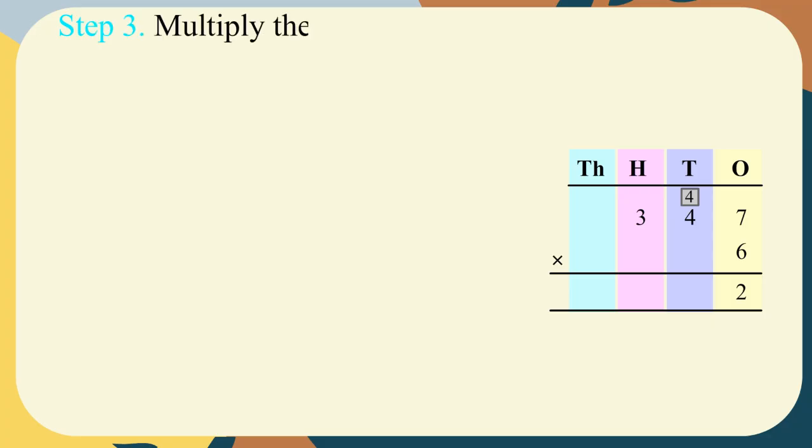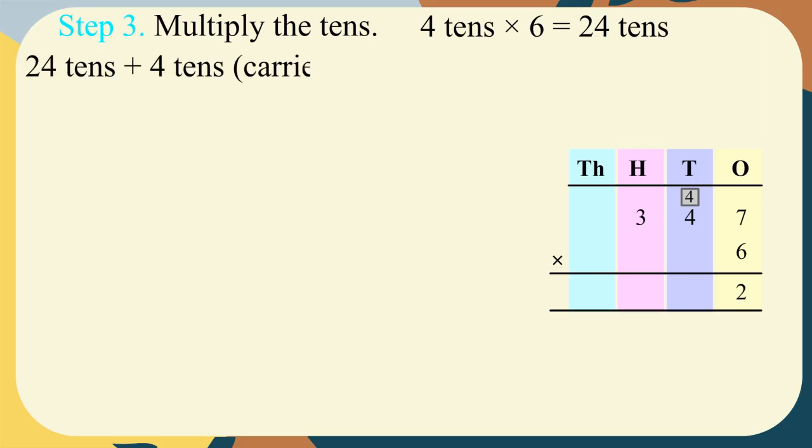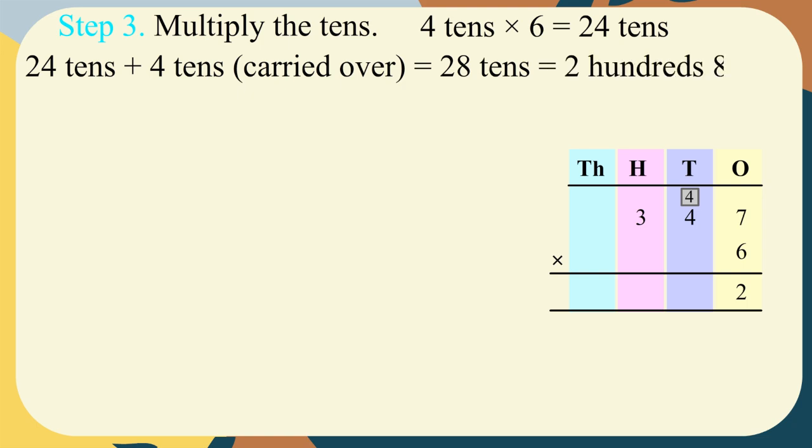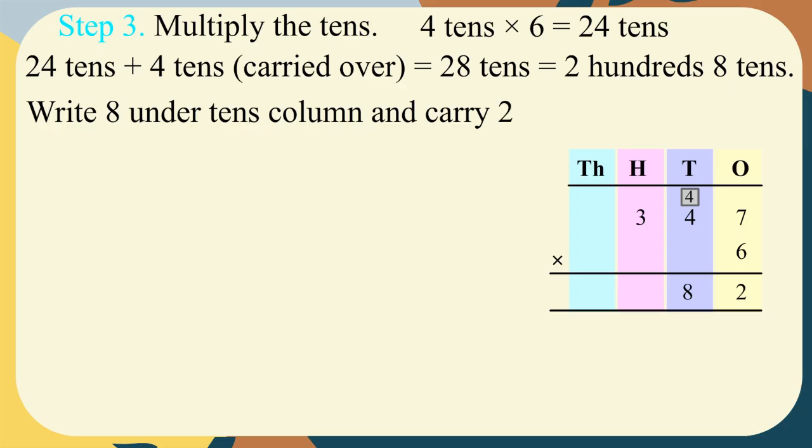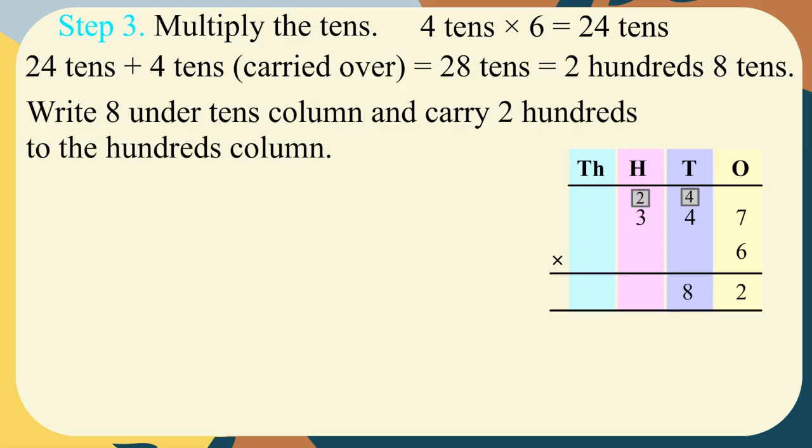Step 3. Multiply the tens. 4 tens multiplied by 6 is equal to 24 tens. 24 tens plus 4 tens carried over is equal to 28 tens, which is equal to 2 hundreds, 8 tens. Write 8 under tens column and carry 2 hundreds to the hundreds column.